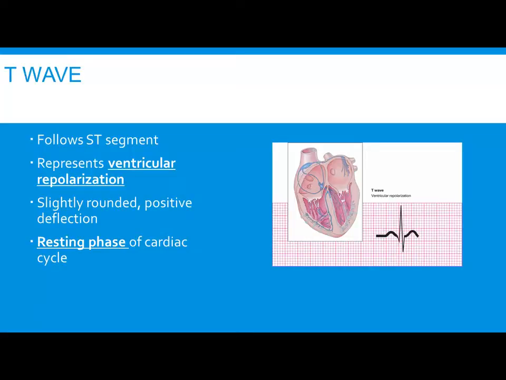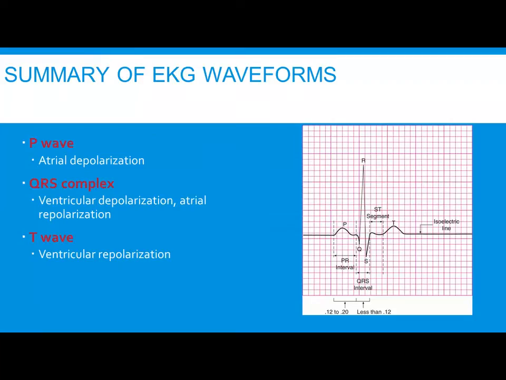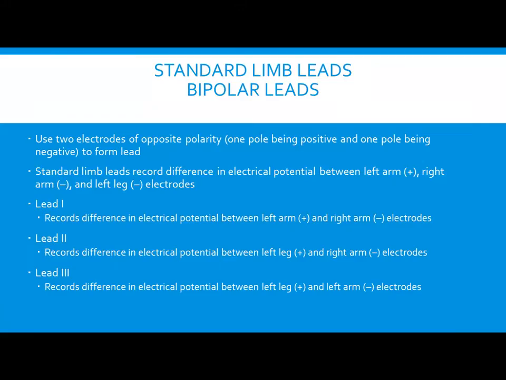The P wave should be rounded, upright. The QRS should have a sharp look. Your Q wave shouldn't be very deep, and it should be less than 0.12. And then your T wave should be upright and rounded. Okay, so that's the summary of those. All right.